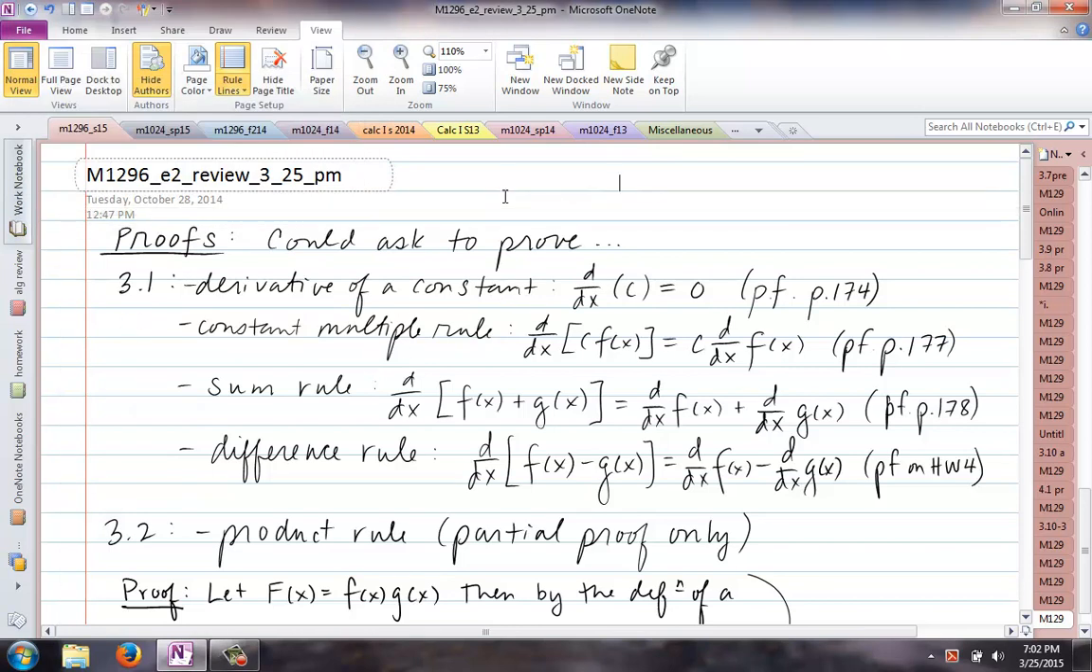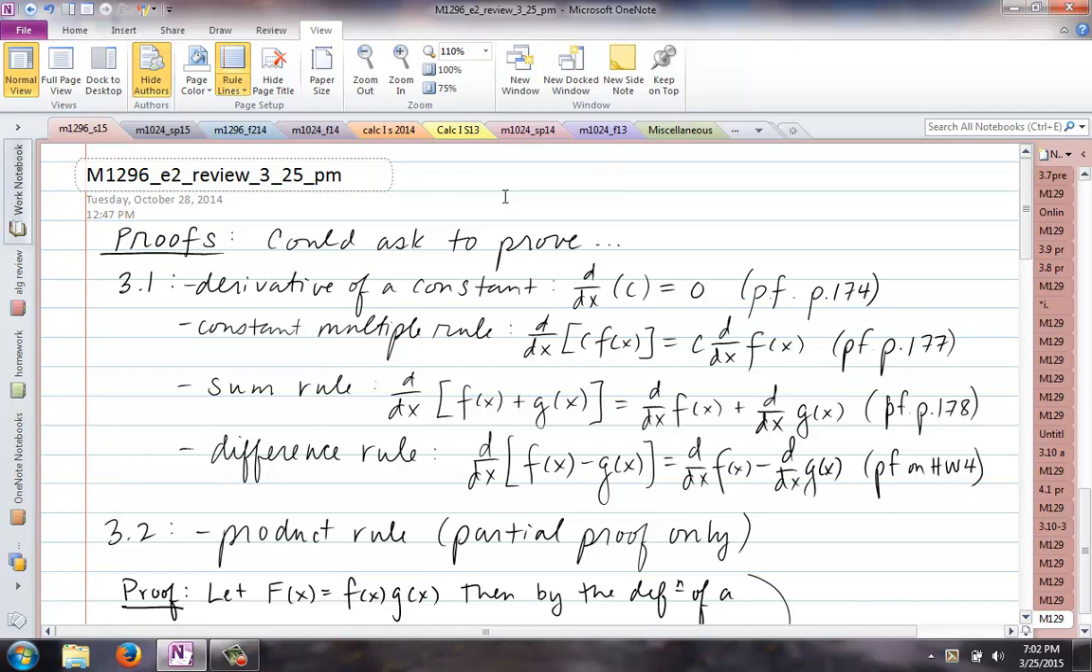So for proofs, you could be asked to prove something, which you've been asked on the homework. I've done some in class. So I tried to put a summary together of just being kind of explicit about what I would expect that you could do on a test.